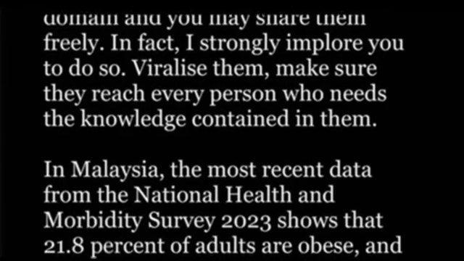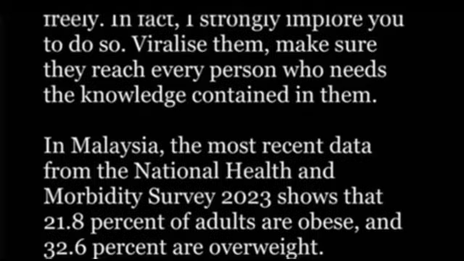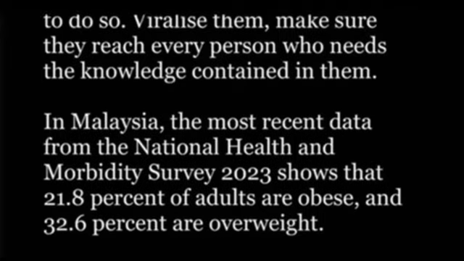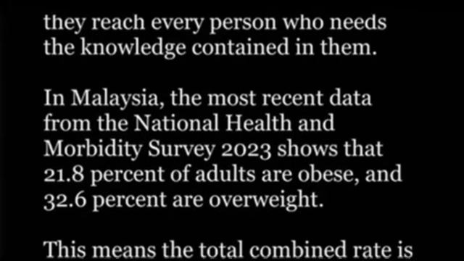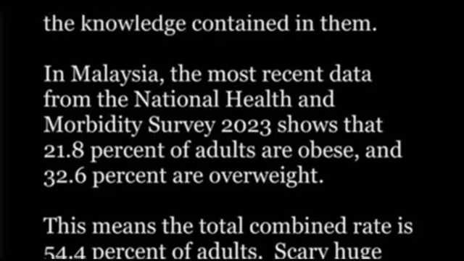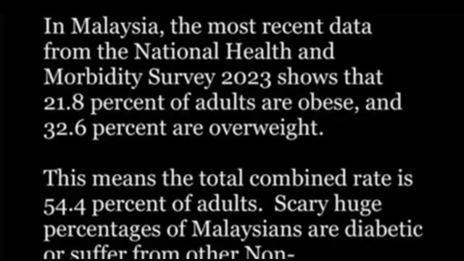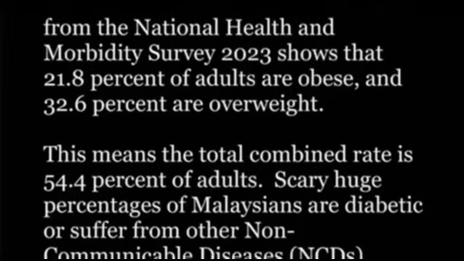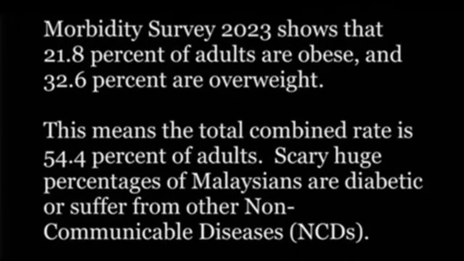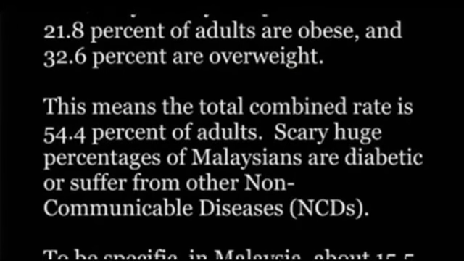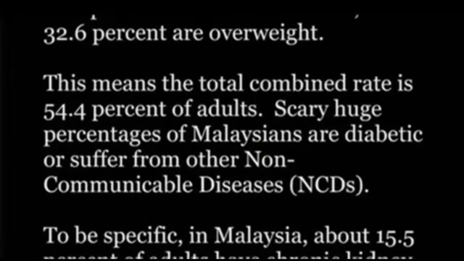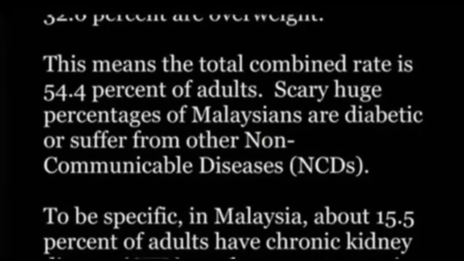In Malaysia, the most recent data from the National Health and Morbidity Survey 2023 shows that 21.8% of adults are obese and 32.6% are overweight. This means the total combined rate is 54.4% of adults. Scary huge percentages of Malaysians are diabetic or suffer from other non-communicable diseases, NCDs.